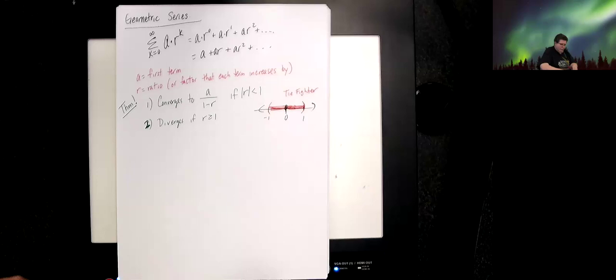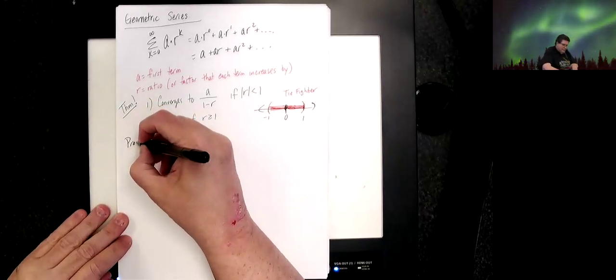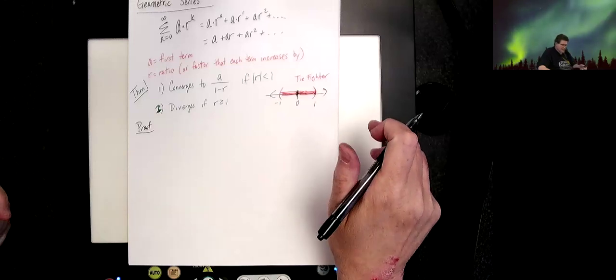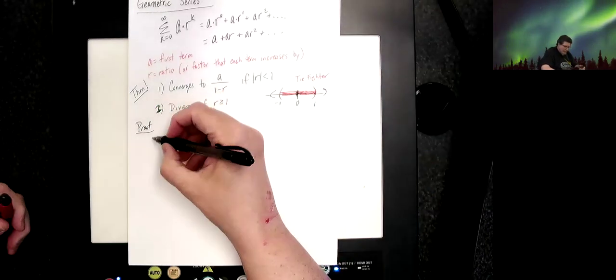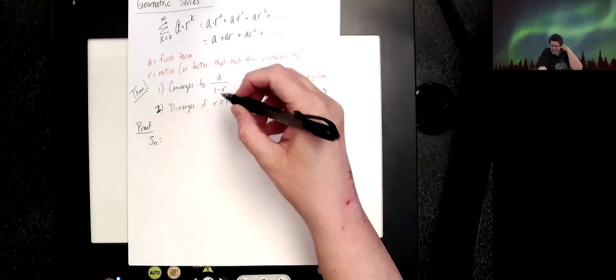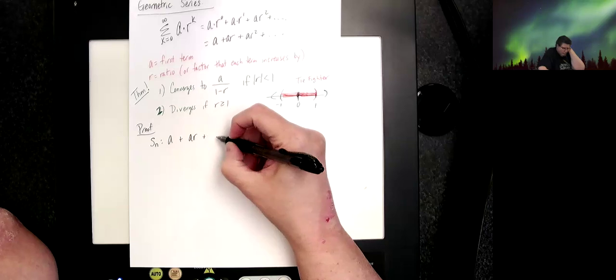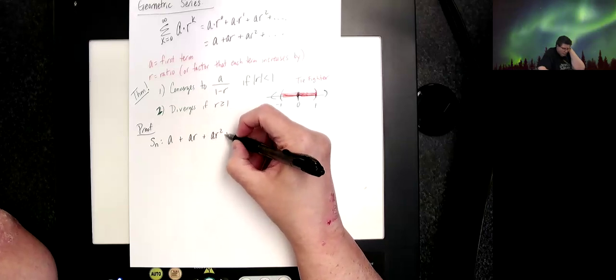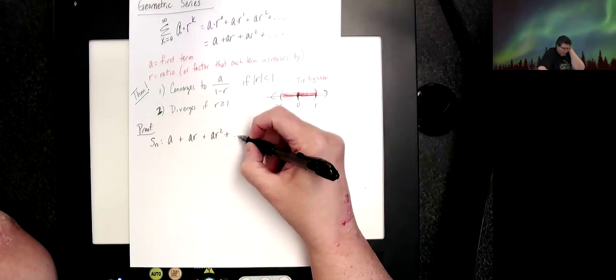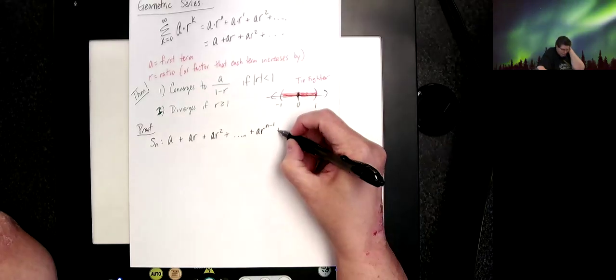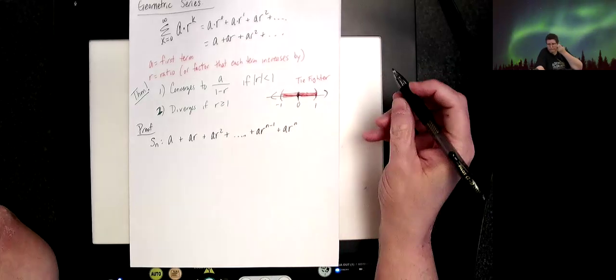So I'm gonna start off with the proof. There's a couple cases here. A lot of people start with an odd case, weird case first. I think it's best to start with the main case. S sub n is gonna be a plus ar plus ar squared plus ... plus ar to the n minus one plus ar to the n.